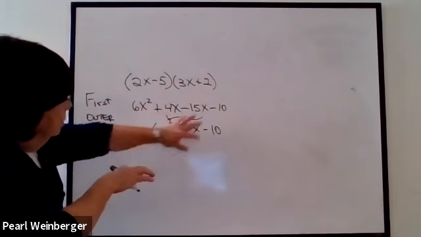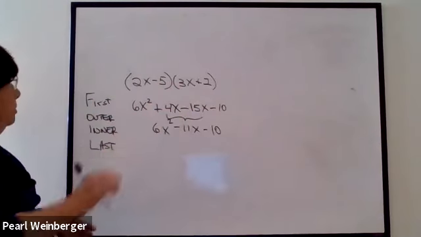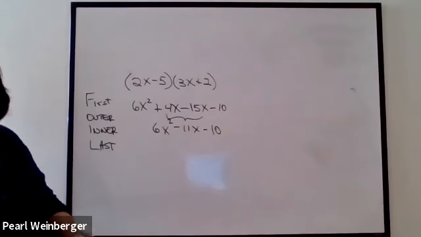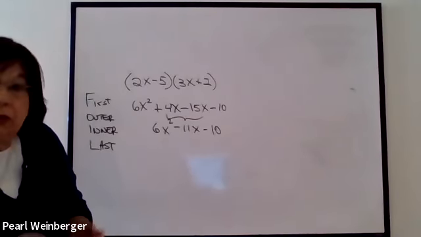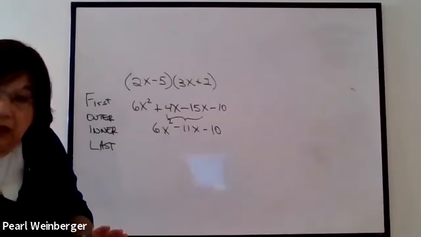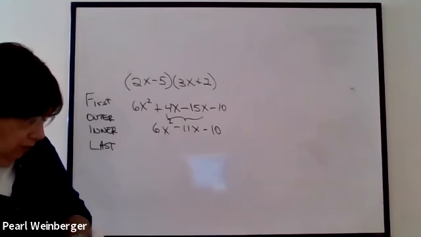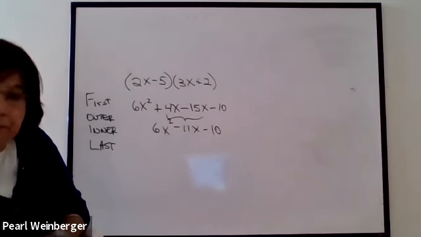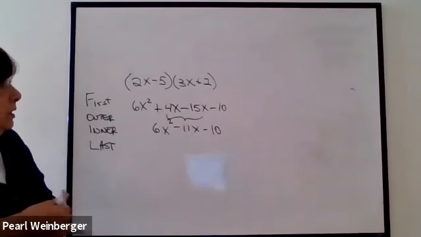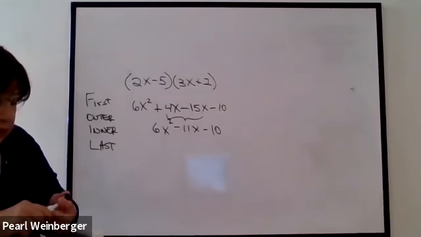And again, you look for like terms. So FOIL is just a way of reminding you that you're taking every term in each parentheses and multiplying it with every term in the second parenthesis. So that's how we multiply binomials.